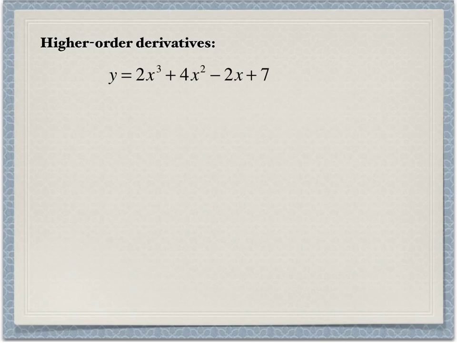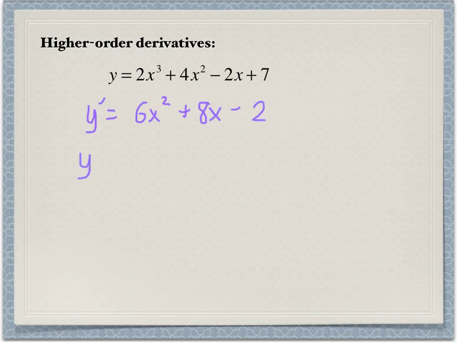Alright, now higher order derivatives. We've taken just the first derivative so far, but we could actually keep taking derivative and derivative and derivative. Let's see what that might look like for one like this. Here's a y equals expression. The degree is 3, the biggest power is 3. So my derivative here, by now we've learned the power rule, is just going to be 6x squared plus 8x minus 2. That's called the first derivative.